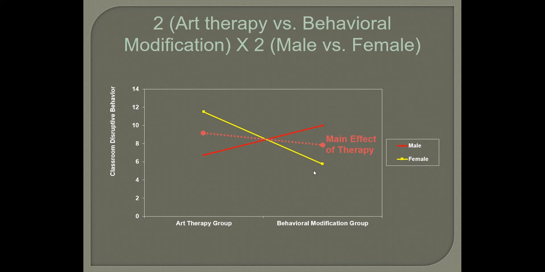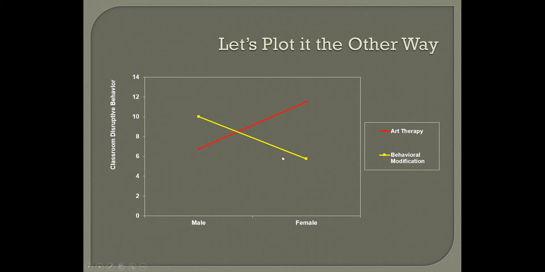We can also take the average between the two lines for collapsing across two conditions and visualize the main effect. It's not the easiest thing to visualize in a line graph, but it is possible. So this is flipping it around, and we see that the differences between the art therapy groups are basically as we described them before.